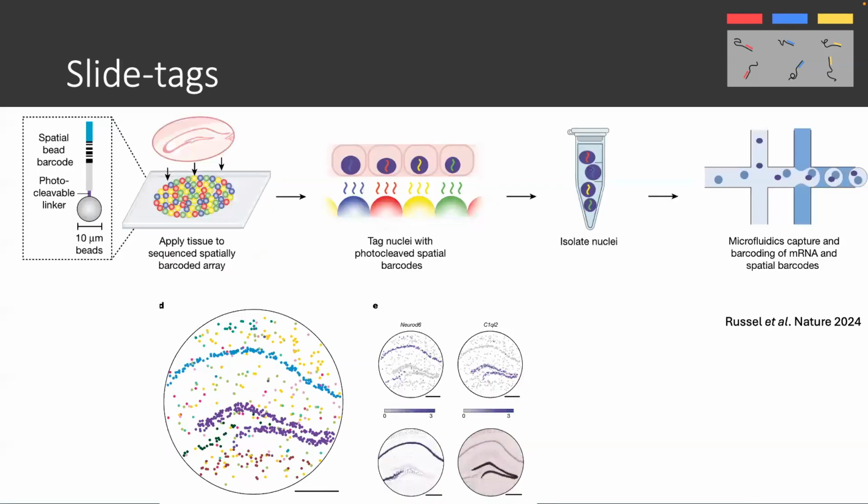All right, then the last two methods. This one is called Slide-tags. We would have barcoded beads. These are the same beads that are used for the microfluidic single cell approaches, where these barcodes are released from those beads and would diffuse into the tissue, tag a nucleus or cell, and then they proceed with single cell RNA or single nucleus RNA-seq. And now they know the spatial location of their single cells, and then they can place them back into space.